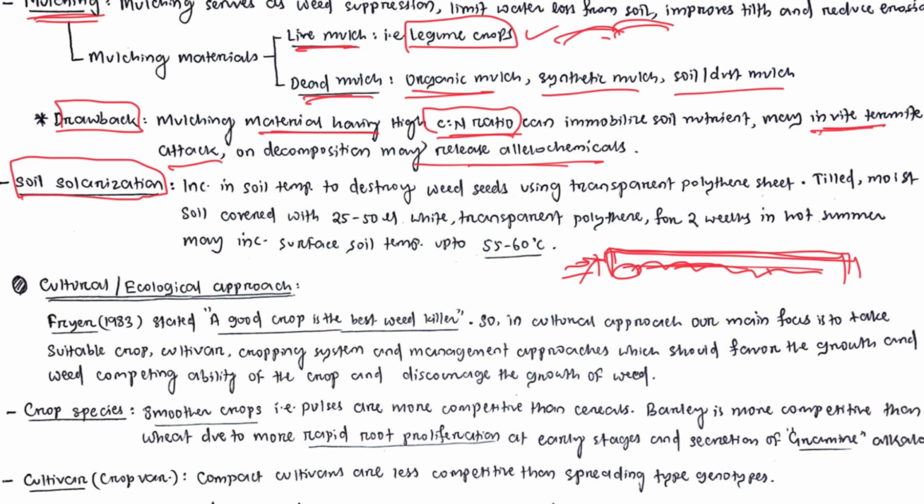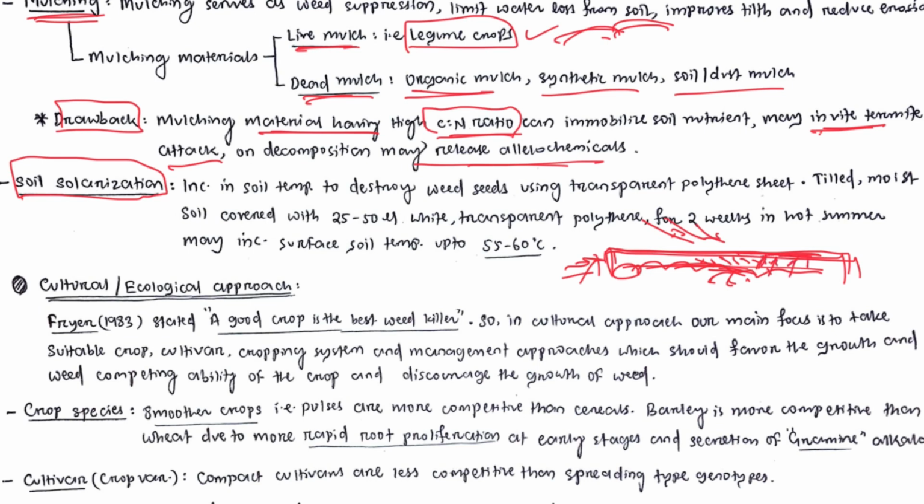What will happen is, when the solar radiation falls on this transparent polythene sheet, it can easily pass through, because it is transparent. Then it strikes the ground. After striking, the solar radiation, basically photons, lose energy. As there is a transparent cover, they cannot bounce back.